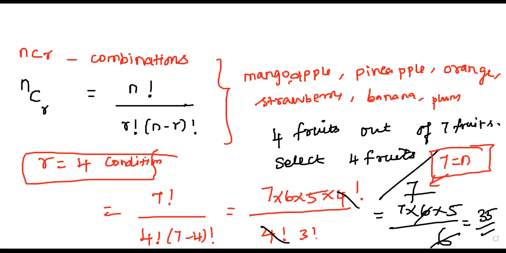I can select 4 fruits in 35 different combinations. I can create 35 different combinations out of these fruits. Can you follow what I'm trying to say? This is how combination works.